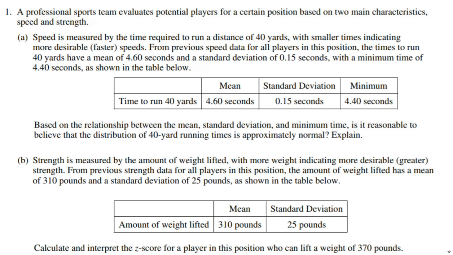It says a professional sports team evaluates potential players for a certain position based on 2 main characteristics. And they seem to care about speed and strength. Speed is measured by the time it takes to run a distance of 40 yards, with smaller times indicating more desirable, faster speed. Still, always something to keep in mind with statistics: generally, smaller numbers are faster and better, and it happens on a lot of problems, actually. So what do we know here?